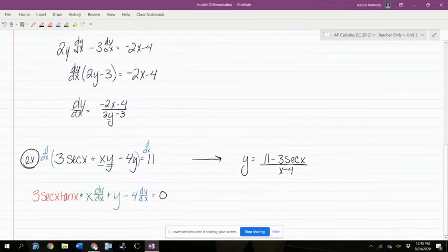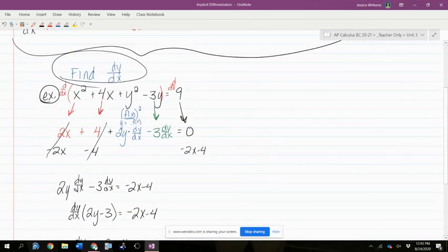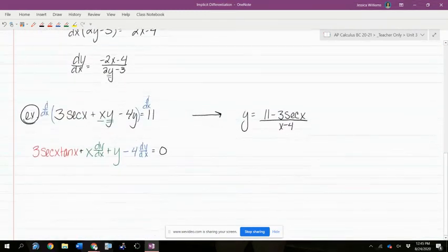It's whatever you prefer, but there will be cases where you cannot solve for y and you have to do it implicitly. And then there's probably more cases where you don't want to solve for y because you just make it worse and the derivative gets too complicated.